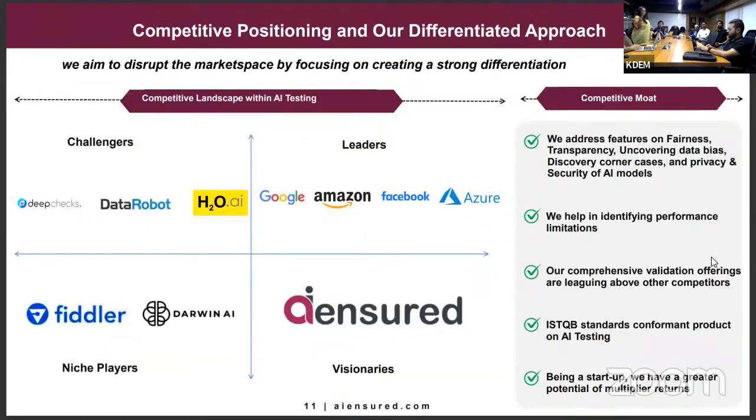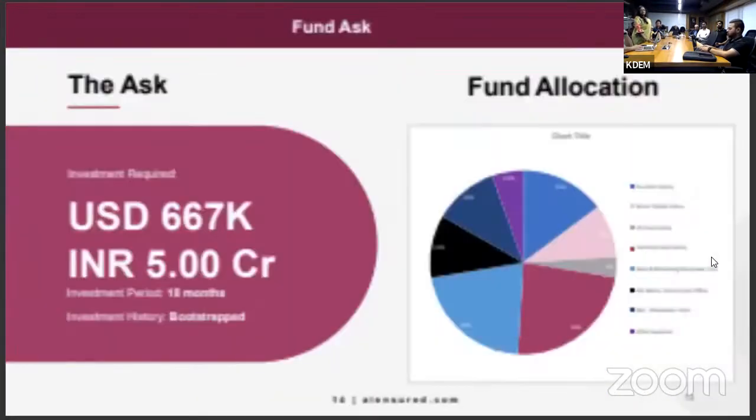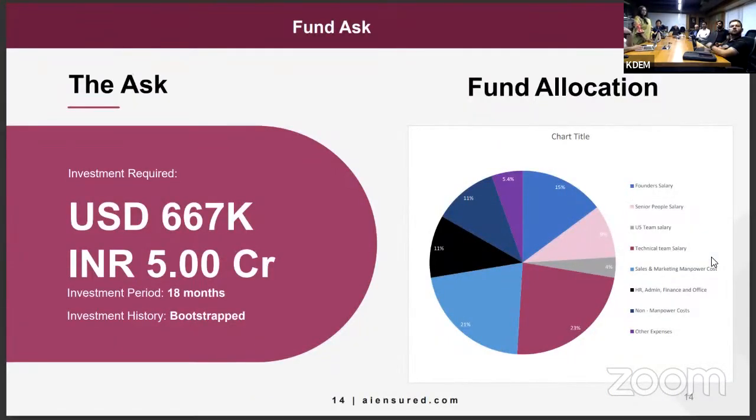And if you have to talk about competitors, DataRobot and Deepchecks are the two prominent competitors, but again, they are not fully focused on AI governance. There are multiple factors in AI governance too. But yes, these features are similar to ours. And this is our revenue model. This is the ask. 5 crores is what we're asking. Our fund allocation is something like this.